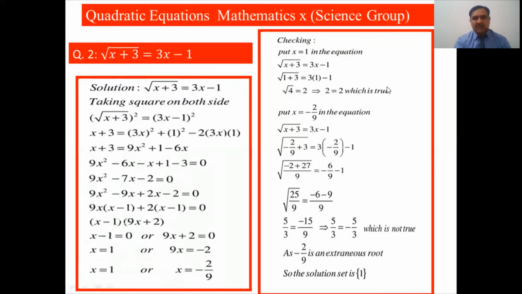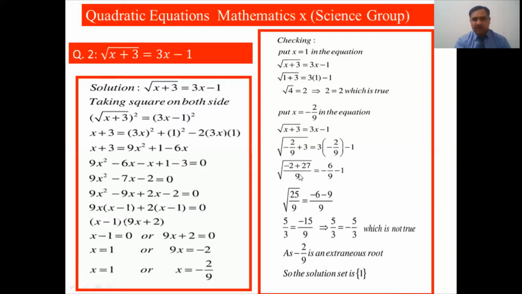So it means x is equal to minus 1 is the solution of this radical equation. Now we have to check whether x is equal to minus 9 by 2 is a solution of this radical equation. So now we just have to put x is equal to minus 9 by 2 in the given equation. After putting, we have this type of expression.